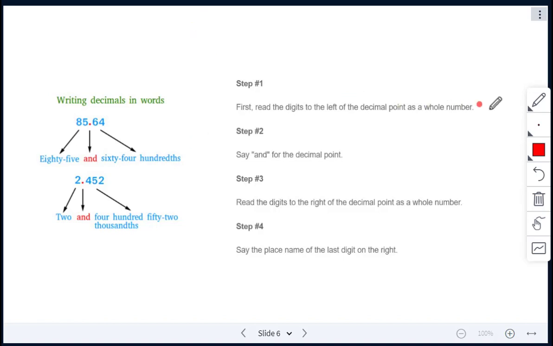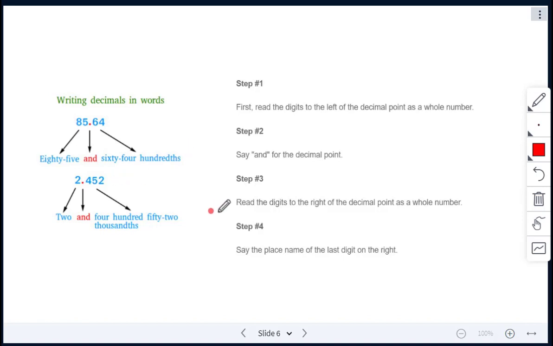All right, so the first step, read the digit to the left of the decimal point as a whole number, so 85. Second step, say and for the decimal point, so we're saying and here for the decimal point. Step 3, you're going to read the digits to the right of the decimal point as a whole number, so it was 64. And the last thing is to say the place name of the last digit on the right. So this was in the hundredths position, so 64 hundredths.